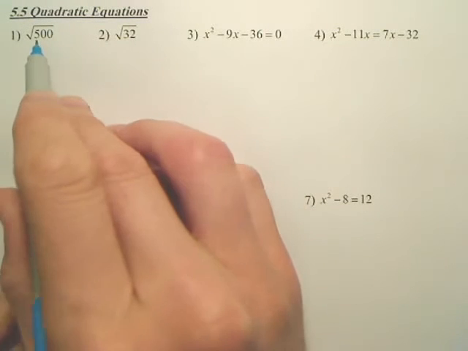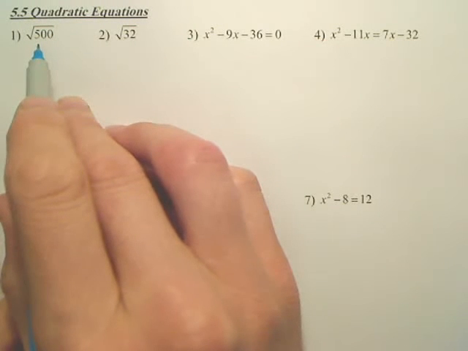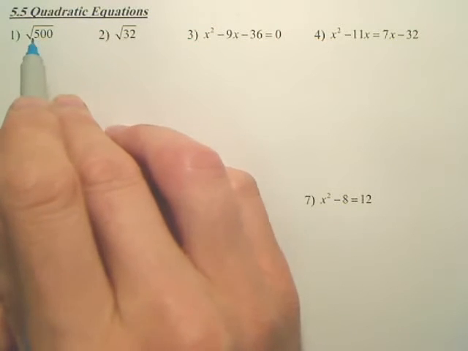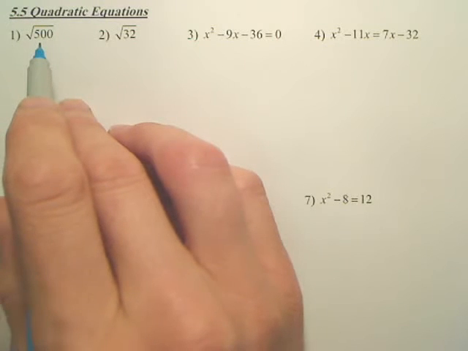We are going to simplify this radical. A radical is a square root. And what we do when we simplify square roots is we're looking for square numbers that go into 500. Your square numbers are 1, 4, 9, 16, 25, and so forth. You need to know your square numbers to do these.